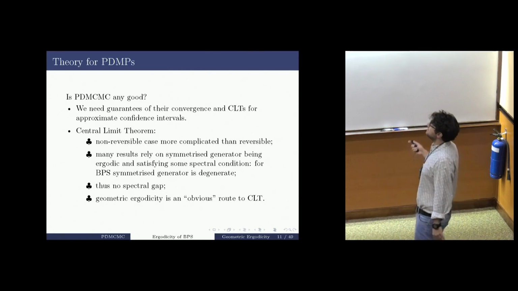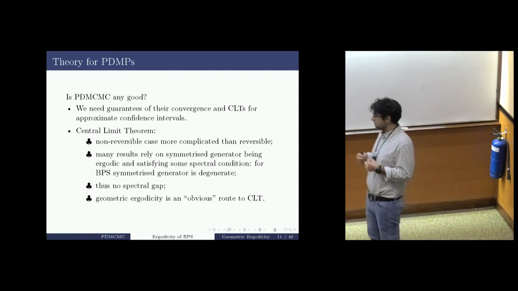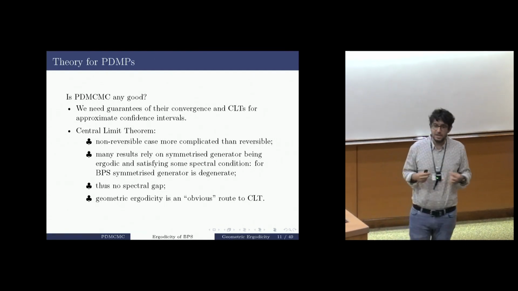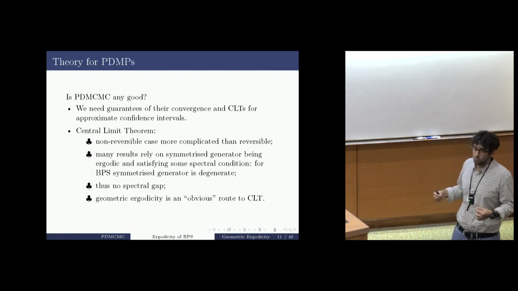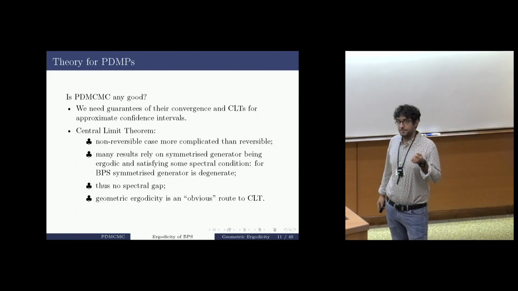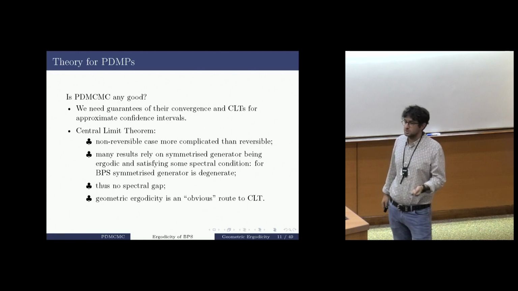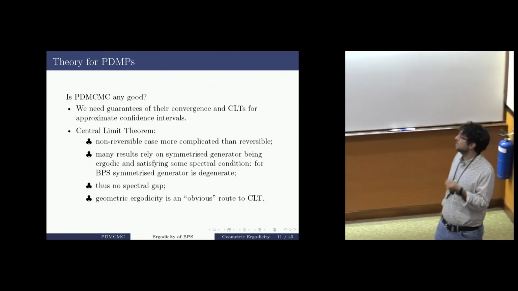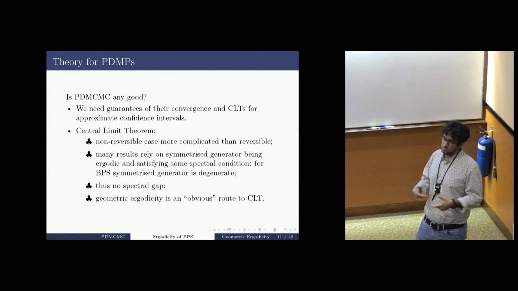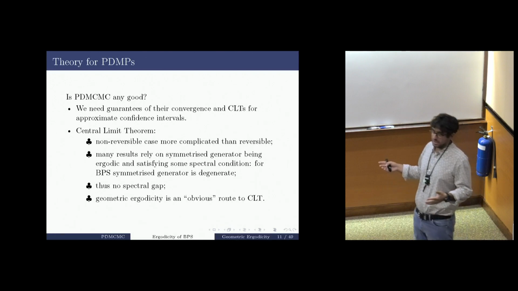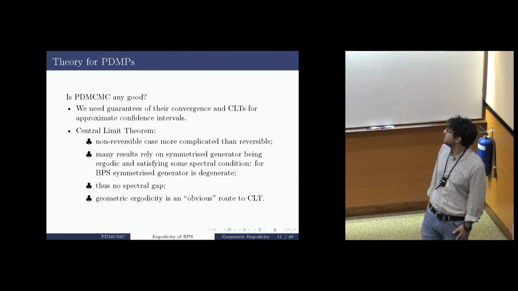The problem with this is that the symmetric generator of pretty much all PDMPs that are used for sampling is degenerate. So it only works on the velocity, it doesn't do anything to the location. So as soon as you apply it to a function that is either constant with respect to velocity or has some kind of symmetry with respect to the target distribution, that will give you 0. So there goes your spectral gap. Okay, so there's no spectral gap.